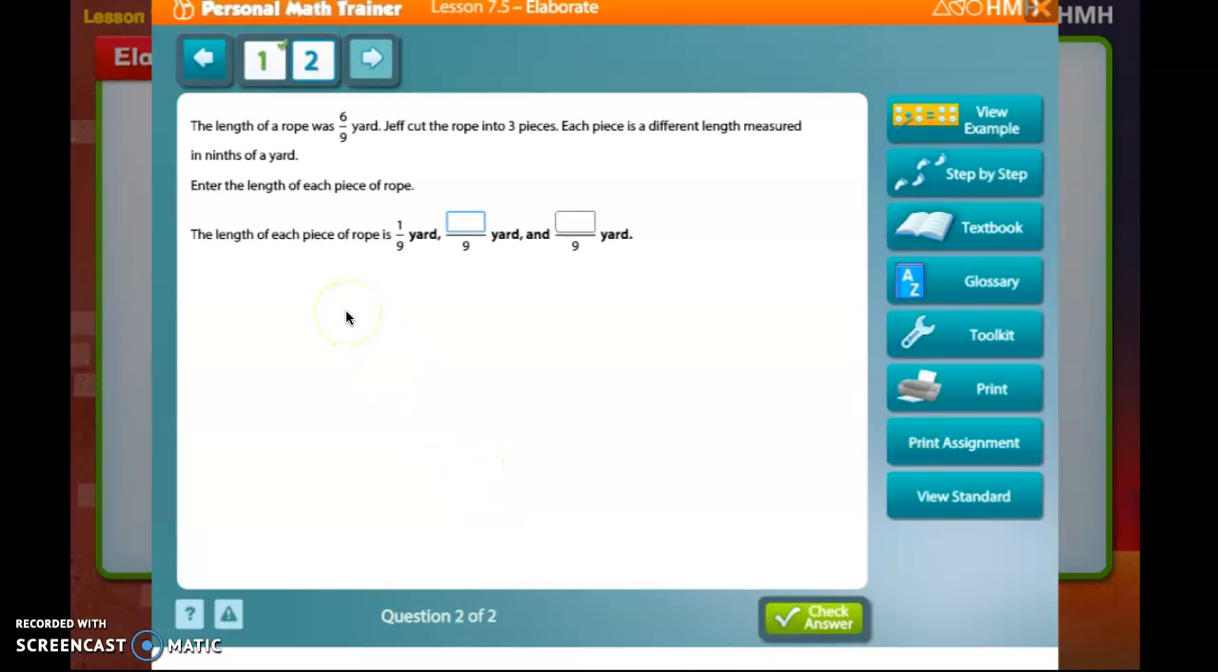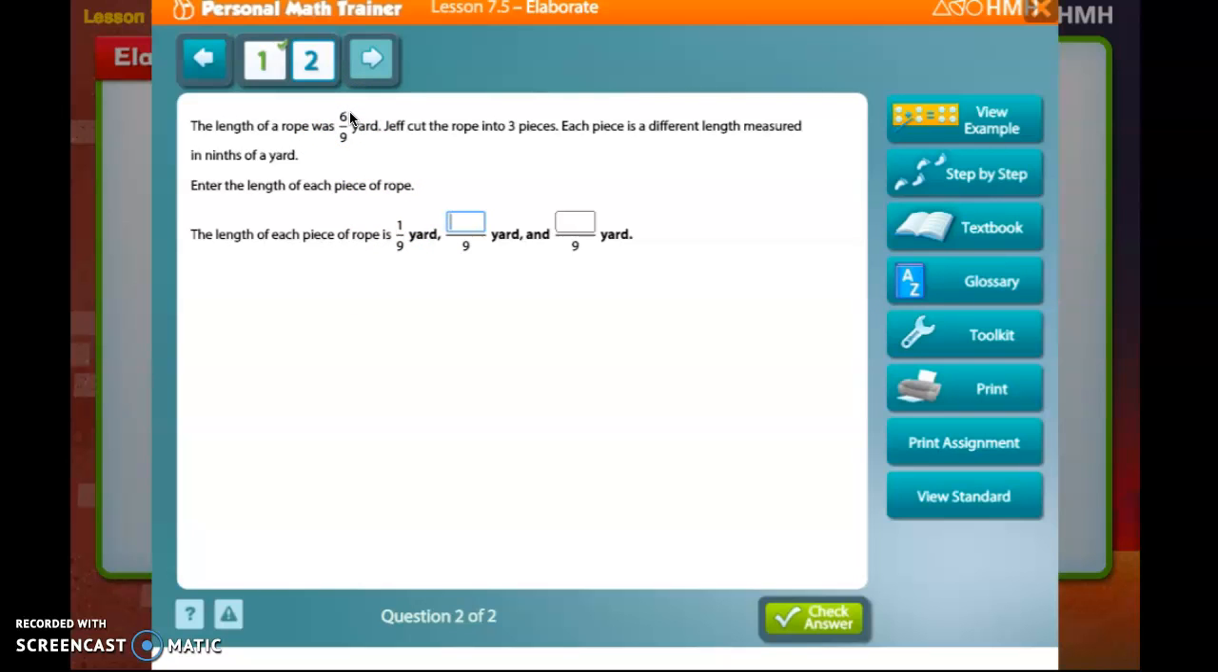Okay, the length of a rope was 6/9 yards. Jeff cut the rope into 3 pieces. Each piece is a different length measured in ninths of a yard. Enter the length of each piece of the rope. The length of each piece of the rope is 1/9 yard, blank yard, and blank yard. Okay, so I know that I have 6/9, right?